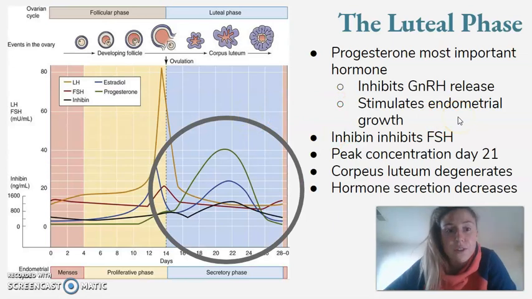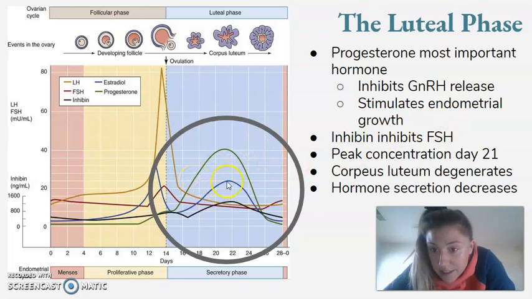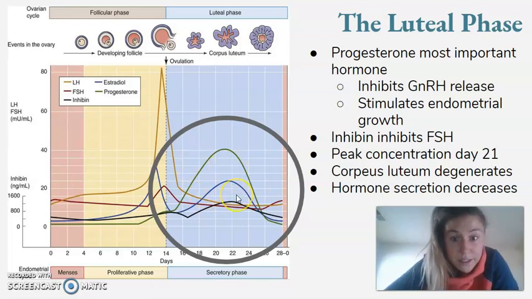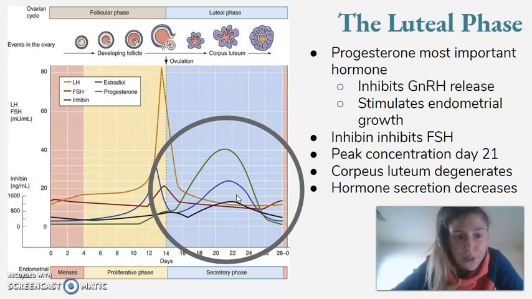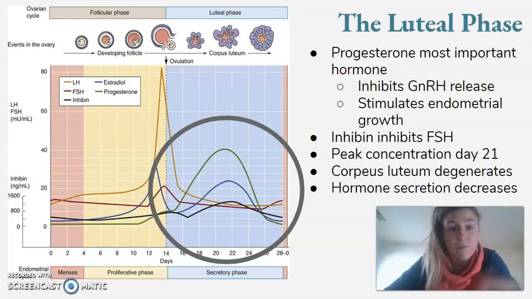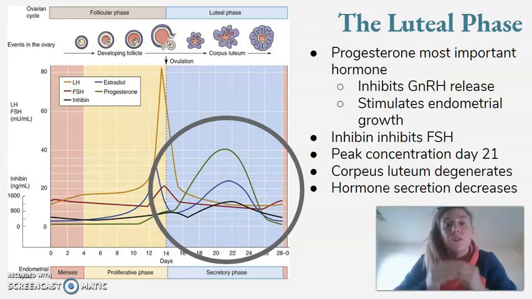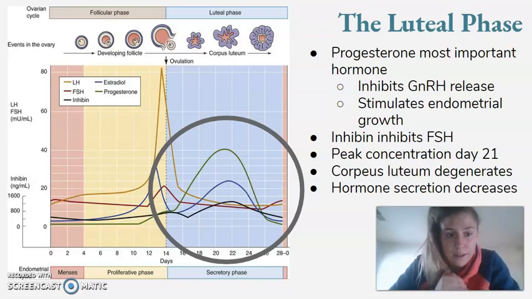So again, like I said, progesterone and inhibin increase in luteal phase. So you can see inhibin, there's progesterone, and this is the luteal phase. And progesterone, shown in green, is the most important hormone in luteal phase. It has a negative feedback effect on the hypothalamus, inhibiting secretion of the GnRH, therefore inhibiting secretion of LH and FSH. Progesterone also stimulates endometrial growth, which is the lining that is shed during the menses. So progesterone is crucial for proper endometrium growth.